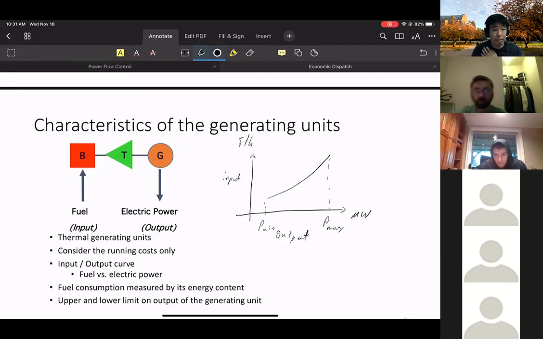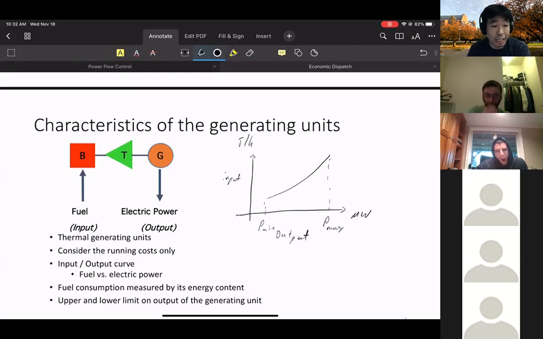Right, so the more input, the joules per hour you put in, you get more power. Okay, so this is a fairly simple input-output relationship. And for every generator, basically you get a line like this, right? So it's characterized. The one thing to remember is the minimum generation of a generator is almost never zero. Okay, it's hard to run a generator at zero power.